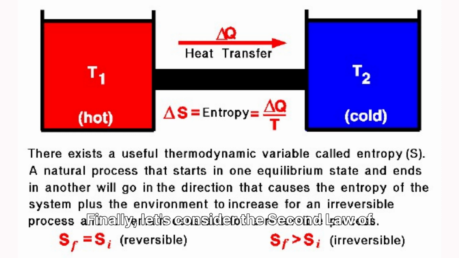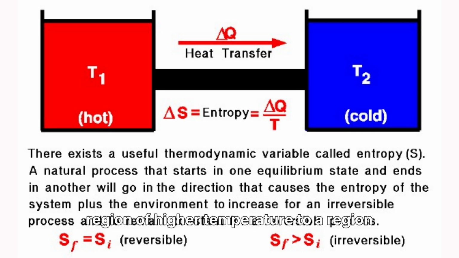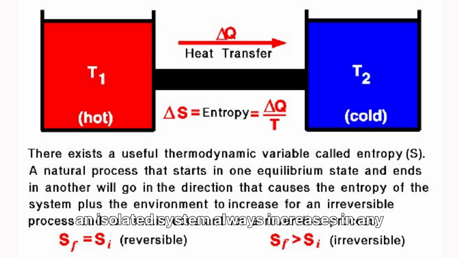Finally, let's consider the second law of thermodynamics. Heat always flows spontaneously from a region of higher temperature to a region of lower temperature, and the total entropy, disorder, of an isolated system always increases in any natural process. In simpler terms, energy tends to spread out and become more evenly distributed.